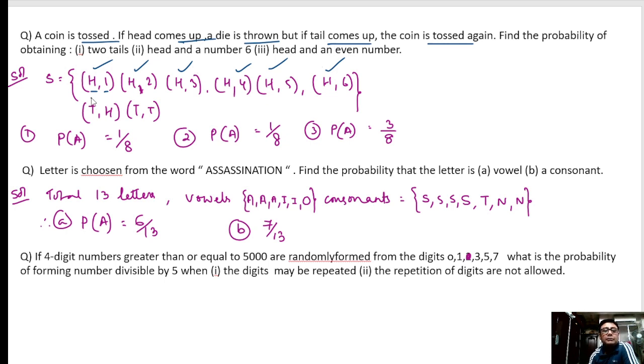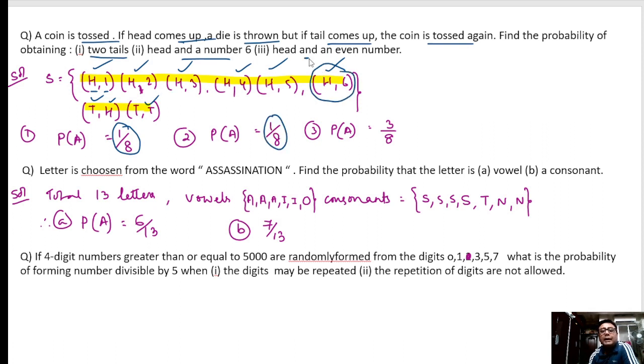And if a tail comes, the coin is tossed again. That means you can have either tail with head or tail with tail. So this is my sample space. Now they are asking us 2 tails. So only 1 option is there out of 8. Second, they are asking a head and a number 6. So this is that option, only 1.